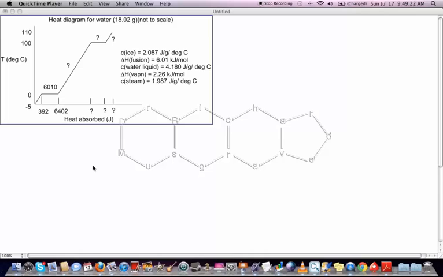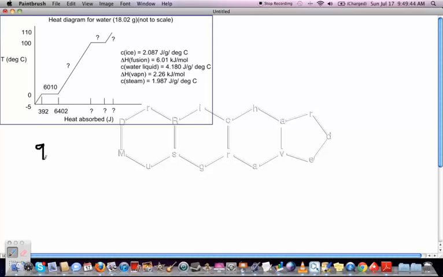Alright, so let's look at some of the math involved here and see if we can figure out what's going on with some of these question marks. Alright, so we'll start off with the first one with the 392. I'll show you how we get that. Alright, so we're going to be looking at a change in temperature here from -5 to 0. So I think it's fairly clear that we're going to have to use the Q equals MC delta T formula. And the mass here we're told it's 18.02 grams.